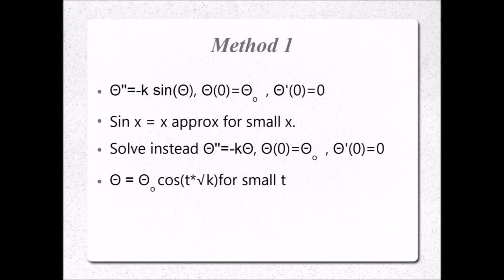Method 1 is something you probably remember from physics. It's a simplification. We note that the sine of x and x are essentially the same thing for small angles. That allows us to substitute for the original equation. Instead, we'll look at theta double prime equals minus k theta with the same initial conditions. Now, the advantage of this is that we can solve it directly. Theta is equal to theta sub 0 times the cosine of t times the square root of k, for small t. So the advantage is that we have a complete solution. The disadvantage is it only holds for small angles.